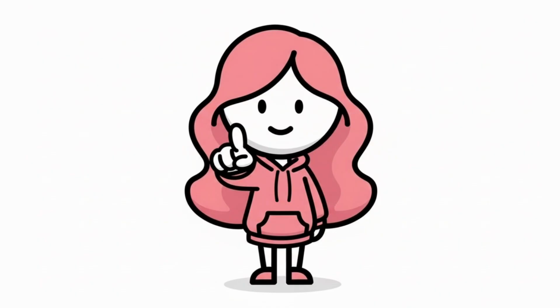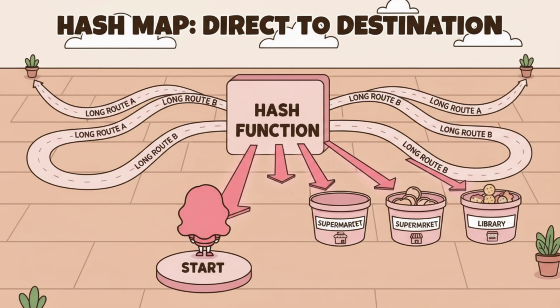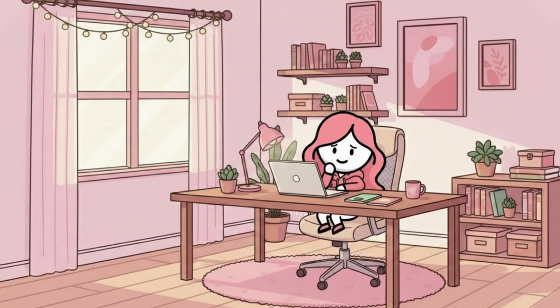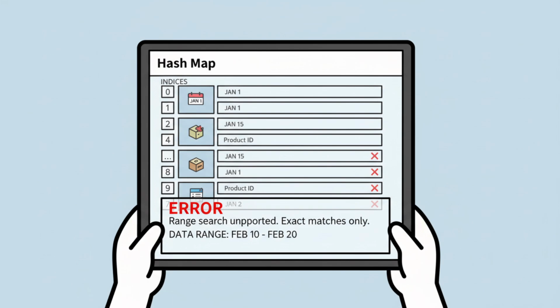You might also run into hash indexes. These are like direct shortcuts. They map a value straight to a location. They're incredibly fast, but they only work for exact matches. If you're looking for a range of dates, they won't help you.